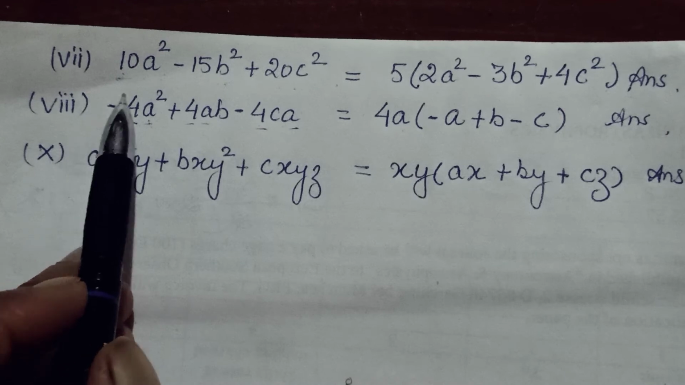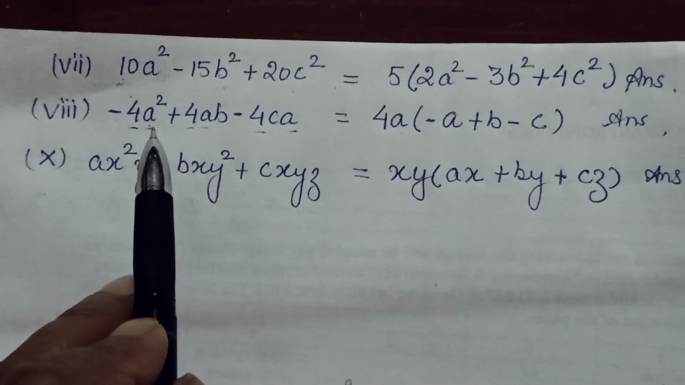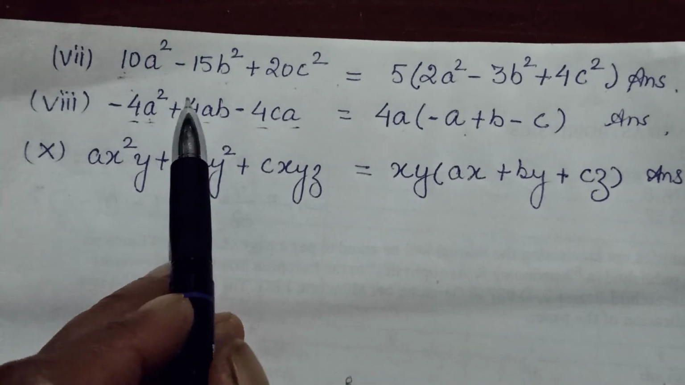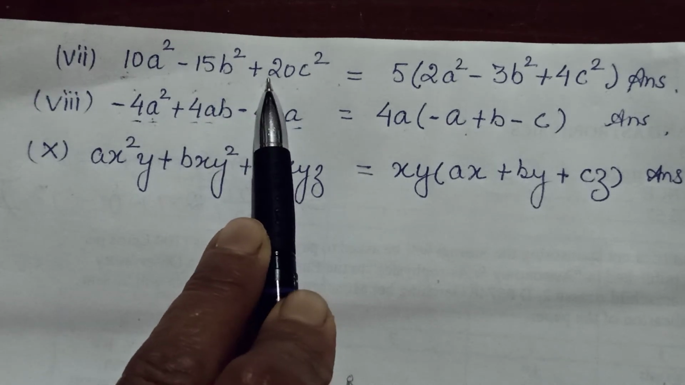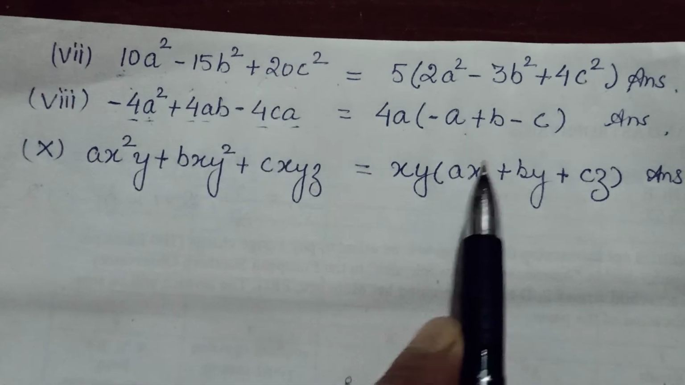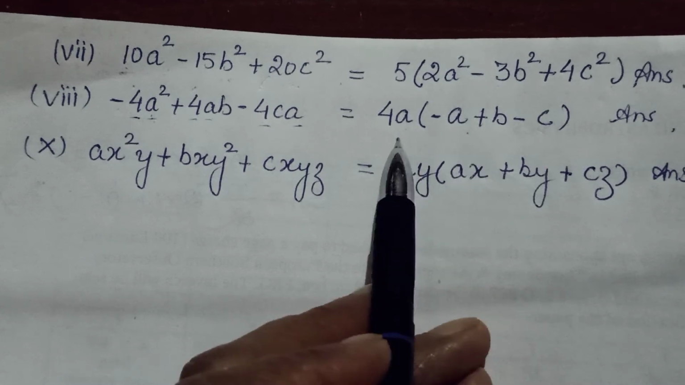Now think from here, one 4 has gone, one a has gone, what remains with you is the minus sign and a single a. So minus a remains from the first term. From the second term 4a gone, b left. From the third term 4c gone, 4 and a gone, so minus and c remains. So minus c inside the bracket. This will be your answer.